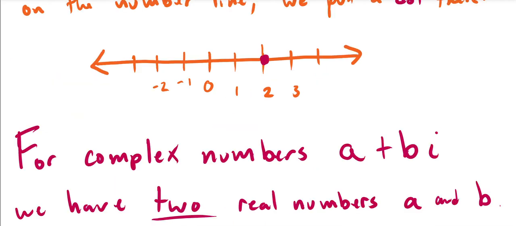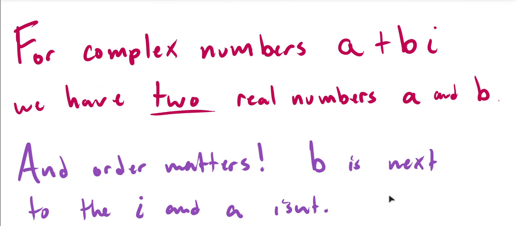So now let's talk about complex numbers. With complex numbers, we have two real numbers. We have a real part, a, and we have an imaginary part, b. And order really matters in the sense that we can't change around who's a and who's b here. b is next to the i, a is not. So it really matters which is which.